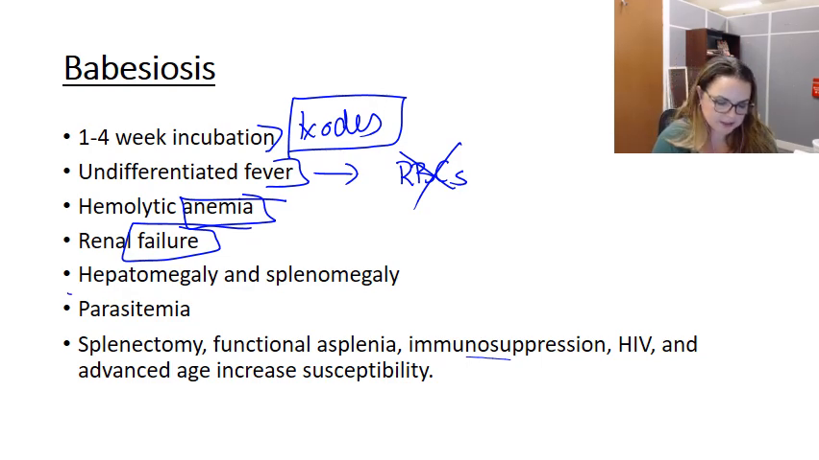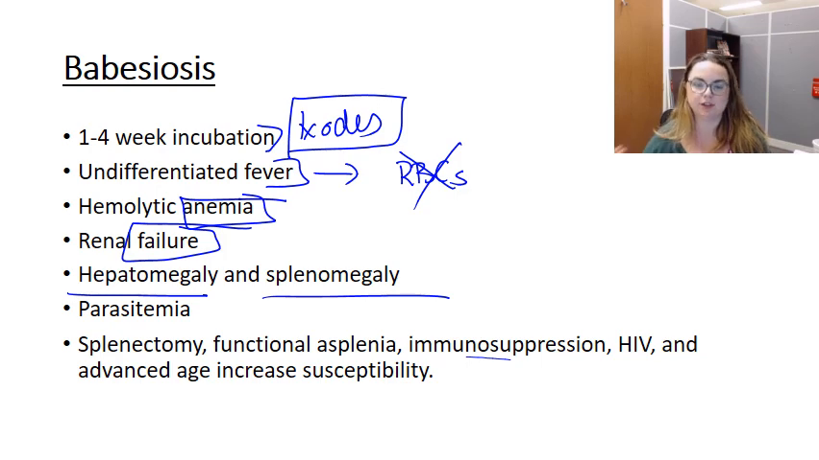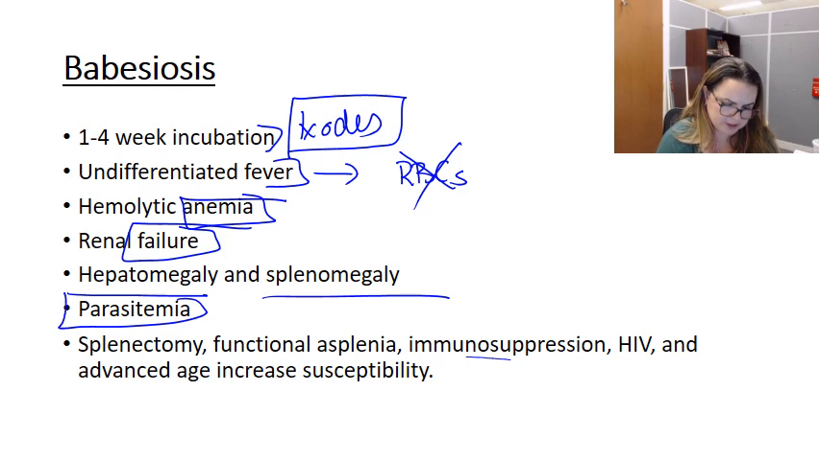You're also going to expect to see some hepatomegaly and splenomegaly as the body tries to filter out all these destroyed red blood cells. That typically is associated with very advanced disease. Parasitemia is obviously present when we're infecting red blood cells. We should expect to see the parasite in the blood, and that might persist for weeks.